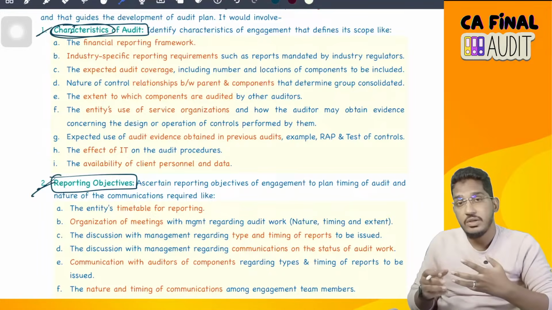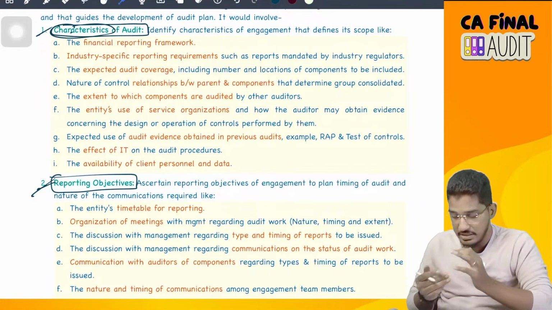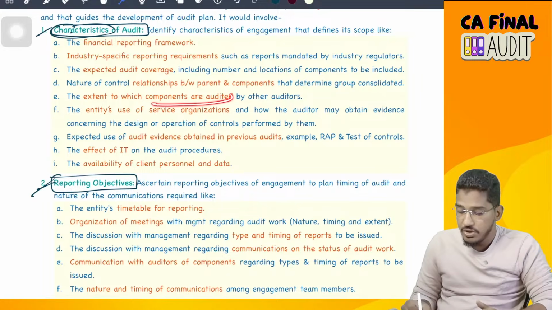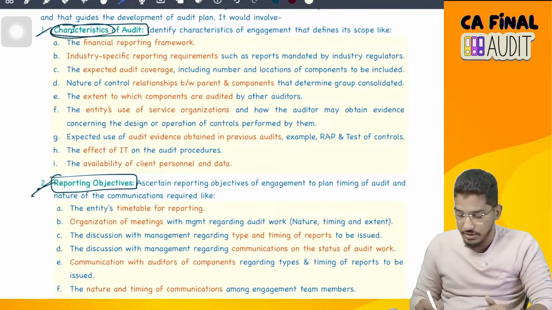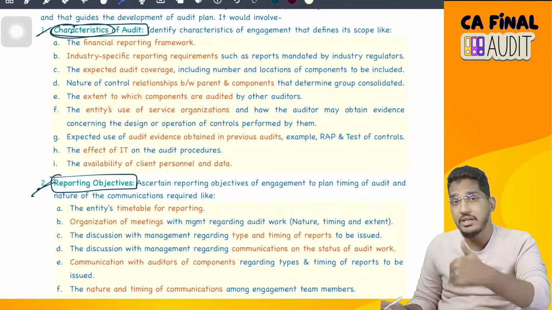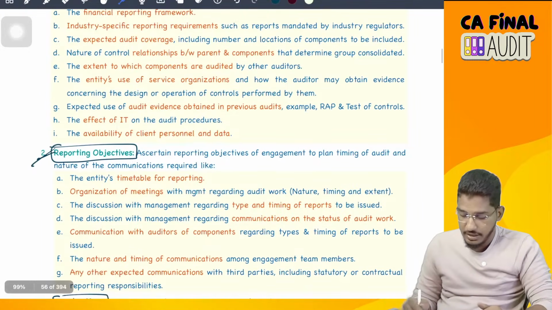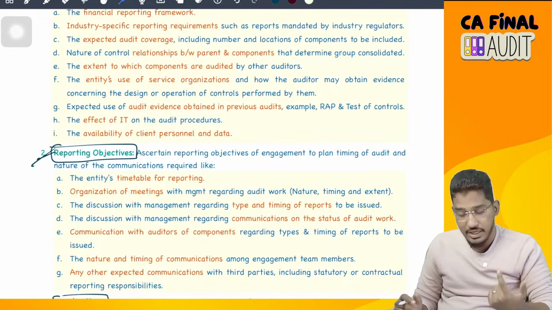If you are conducting audit of consolidated financial statements, you need to even understand the relationship between the subsidiary, holding, associates, etc. And even the extent to which the components are audited by others. Once again, have the components been audited by other auditors? And is there any requirement to make use of service organization? Is your client making use of services of the service organization? And if previous year's audit evidence is available, if yes, can you use it?